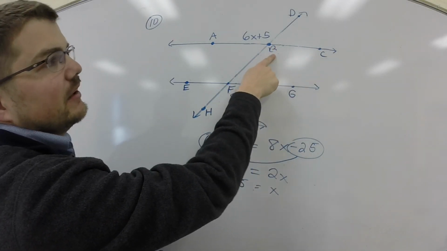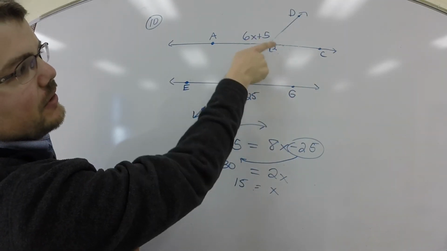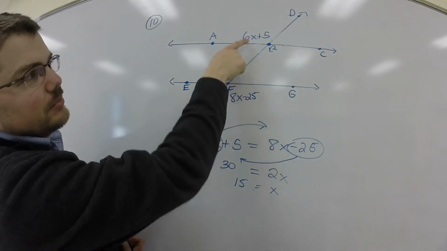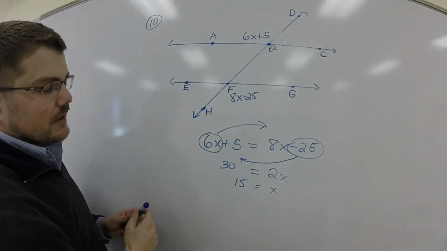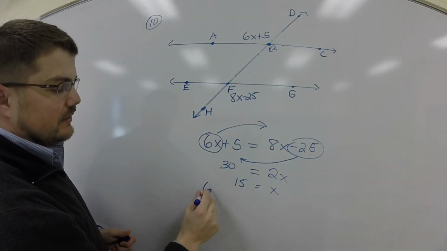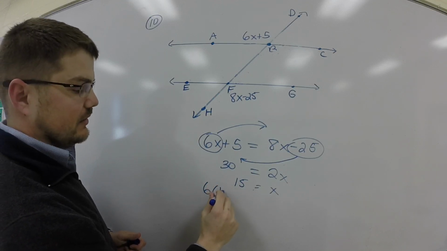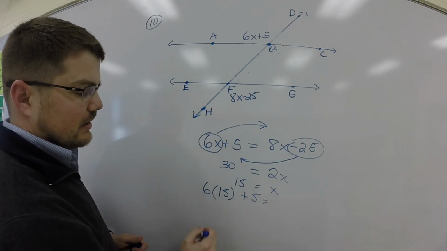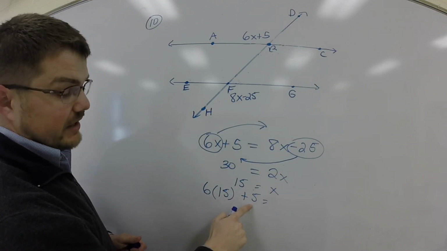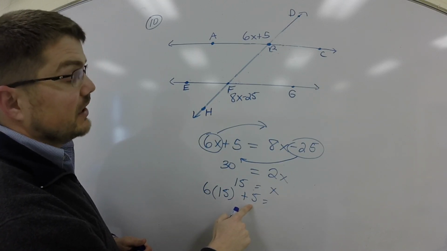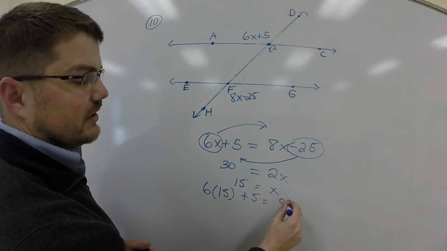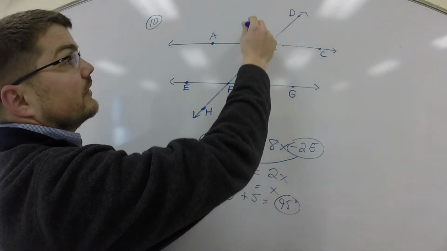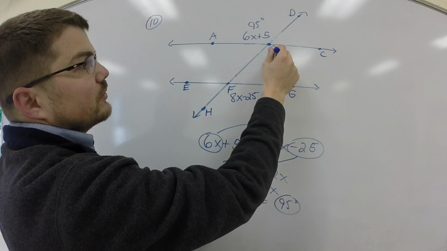FBC, this one. Well, if I know that one, then we know that one. It's vertical. So let's plug in our x value here. So 6 times 15 plus 5, it's going to be 90 plus 5 gives me 95 degrees. So if this one's 95, this one's 95.